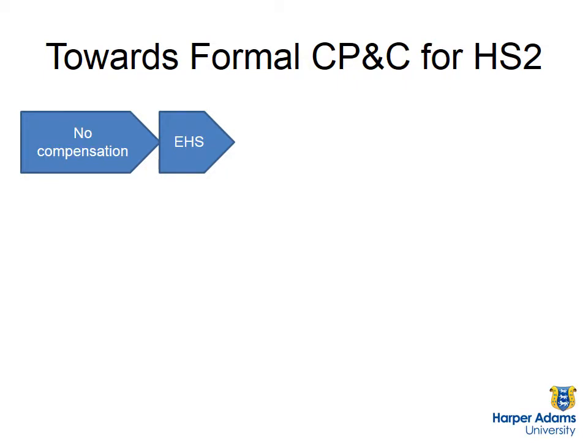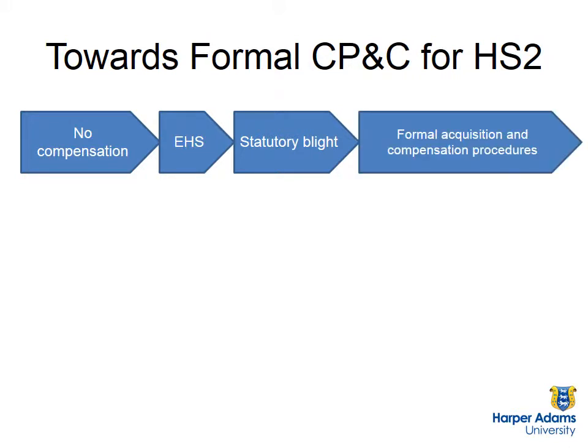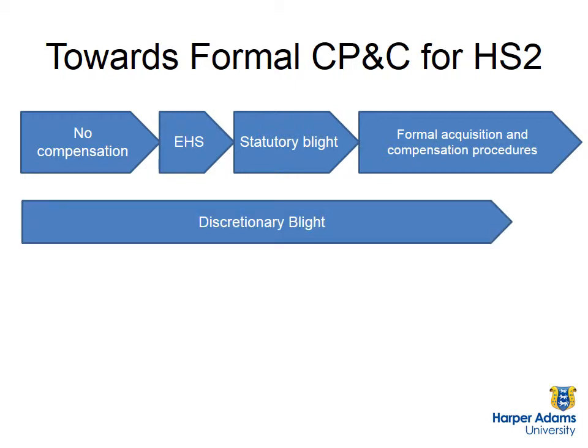If we now just put the discretionary blight scheme for HS2 in the context of formal compulsory purchase, we have a preliminary period where there was no compensation available at all. Then we have the exceptional hardship scheme. Then, once the route counts as being subject to statutory blight, we have statutory blight protection. And following the blight period, we have the formal acquisition and compensation procedures. Running alongside this, for people not on the line of the route, we have discretionary blight.